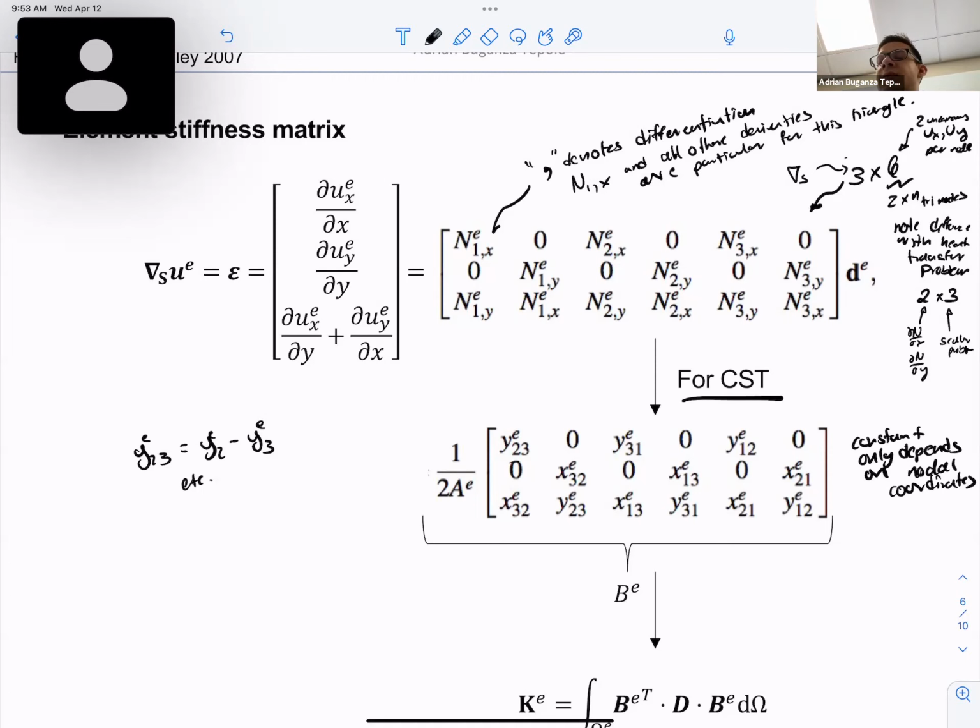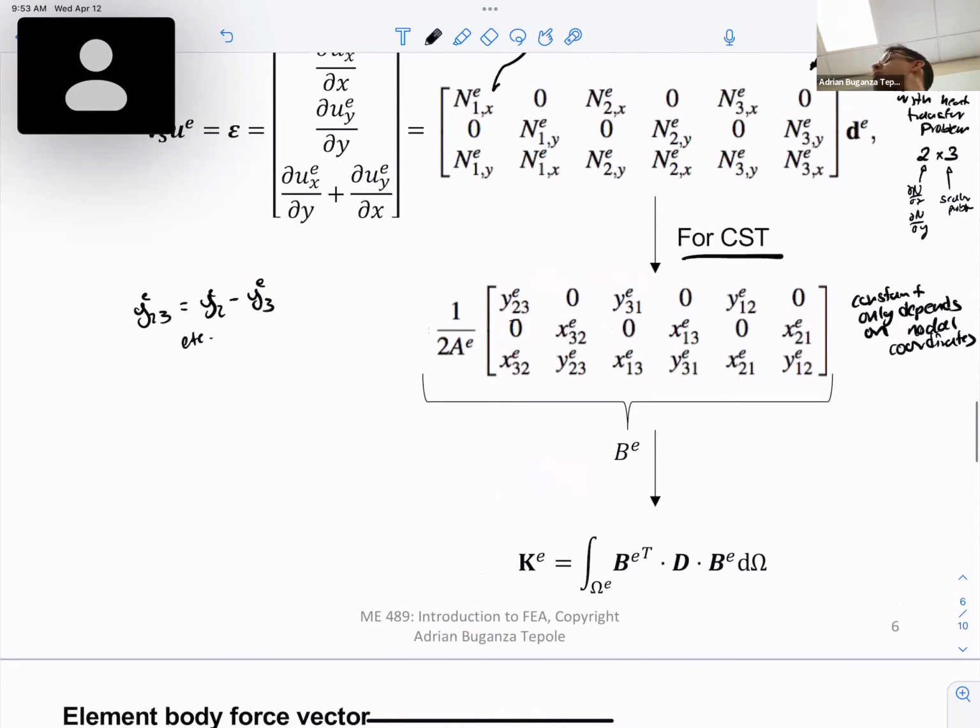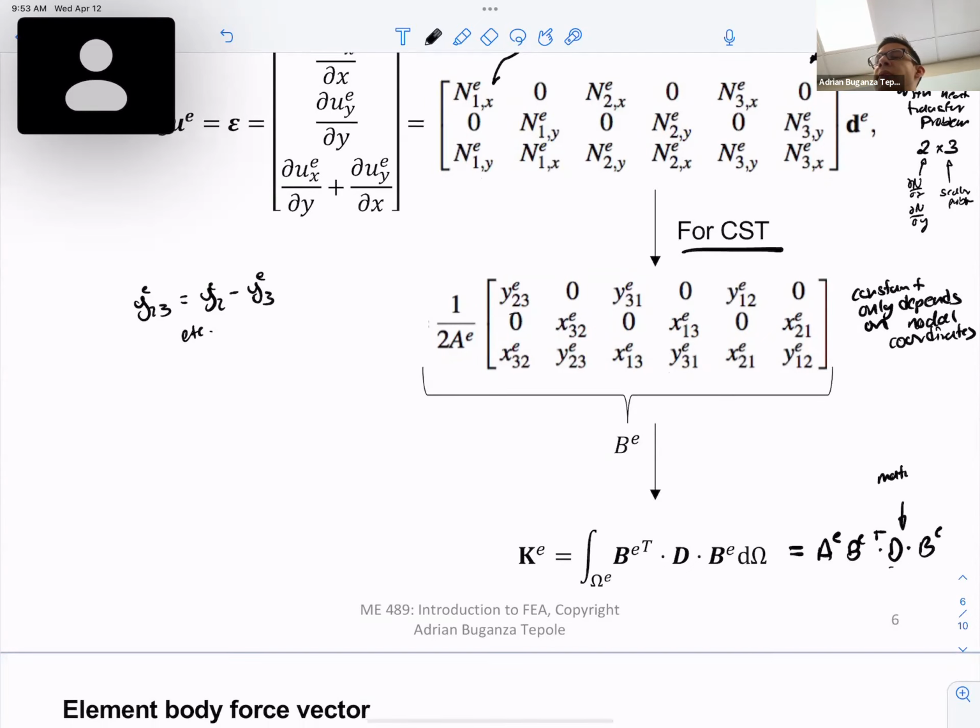So that's the B matrix. If you put it into the integral, because everything is constant, this is just the area of the element times B^E transpose times D times B^E. Again, because everything is constant, the integral just gives you the area. And the D, I put it in the last class. I don't know it by memory, but it's basically material properties.